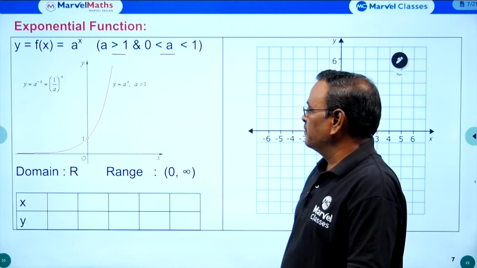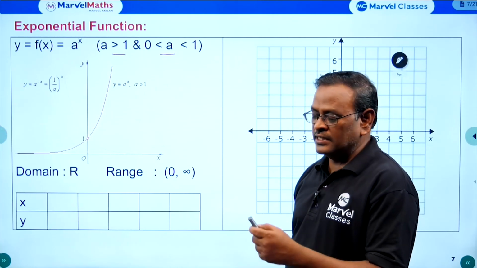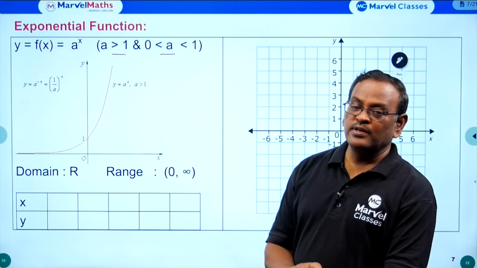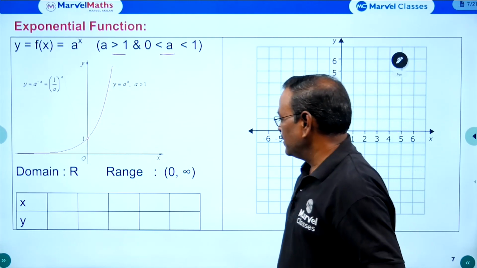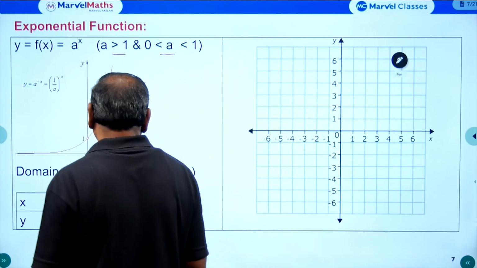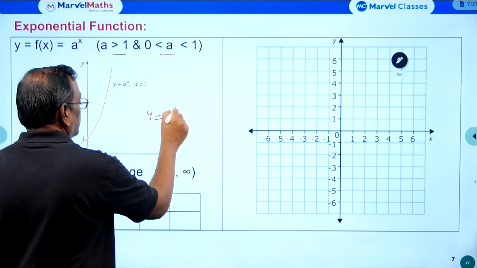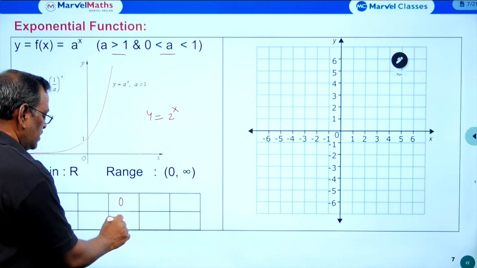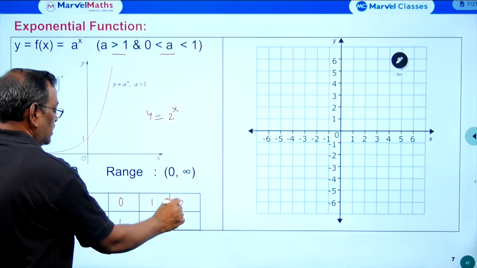I will explain two different curves, but instead of a, if I take 2, you will easily understand the graph of the exponential function. So first I will take a equal to 2, y equal to 2 power x. When x equal to 0, it is 2 power 0, which is 1. When x equal to 1, it is 2. When x equal to 2, it is 4.